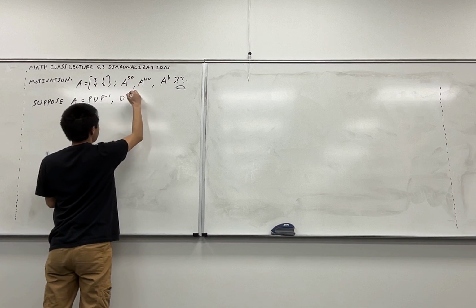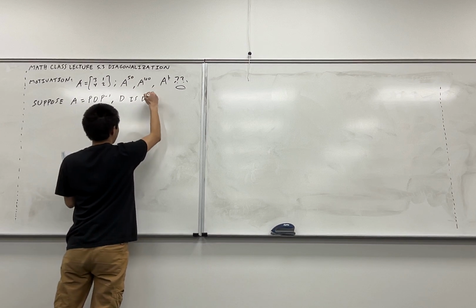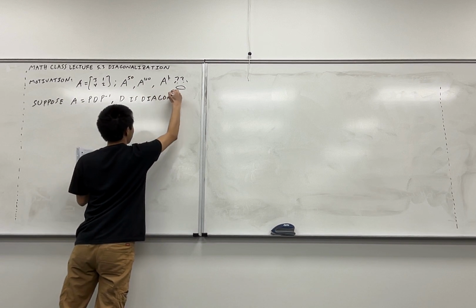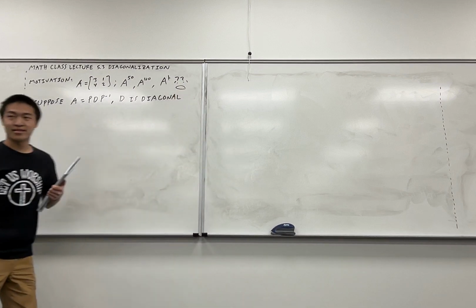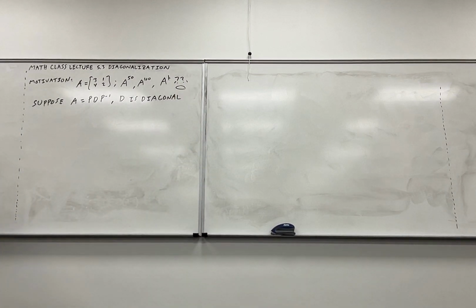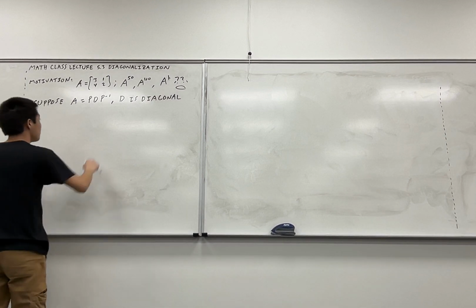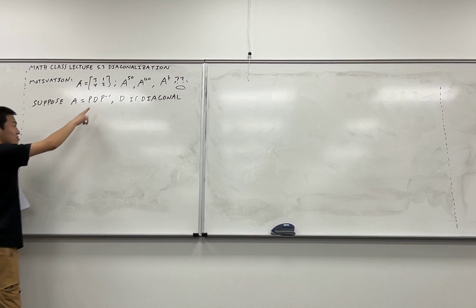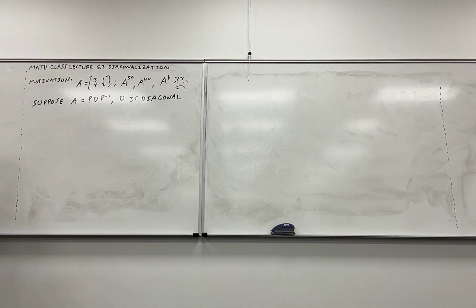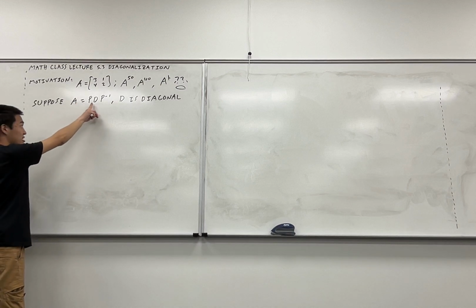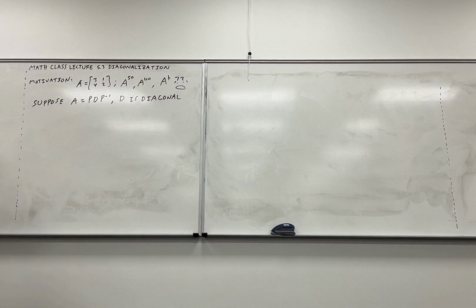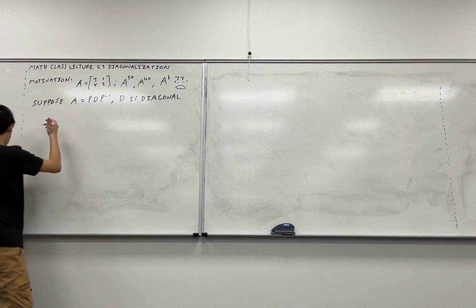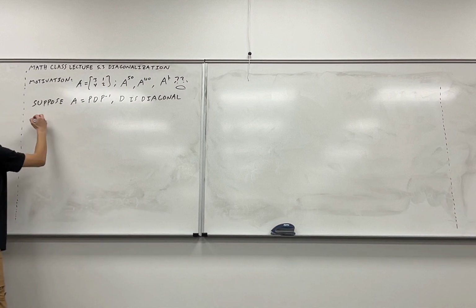Where D is diagonal. Do we remember what a diagonal matrix is? Yeah, the only possible non-zero entries are on the diagonal. Okay. So by definition, A is similar to D, right? Because I have explicitly given it as some PDP inverse. And that was definitionally what we meant by similar. So let's take a look here.